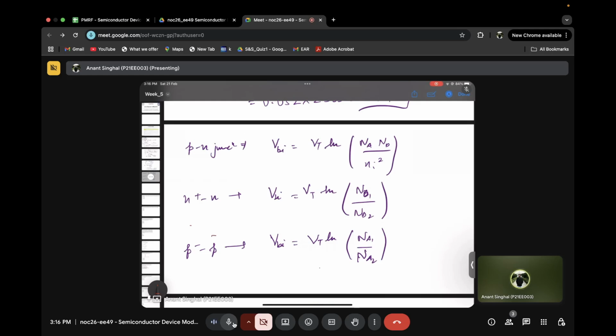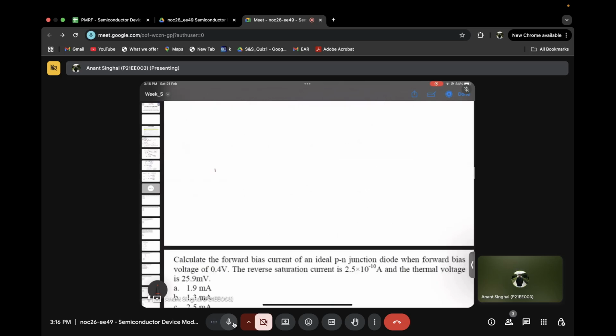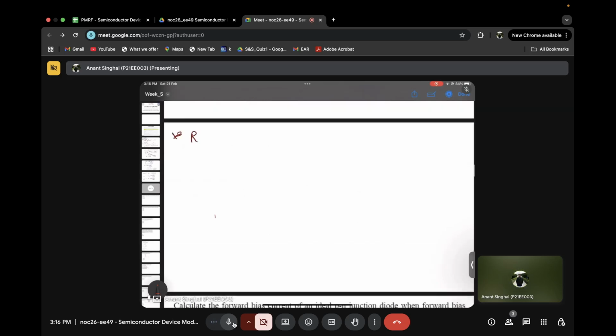Okay, so let's move ahead. Now, for the first time, we will be applying some bias in the PN junction. So till now, we were only worried about the equilibrium. So now, we'll be starting with the reverse biased PN junction, because the reverse biasing is more important.